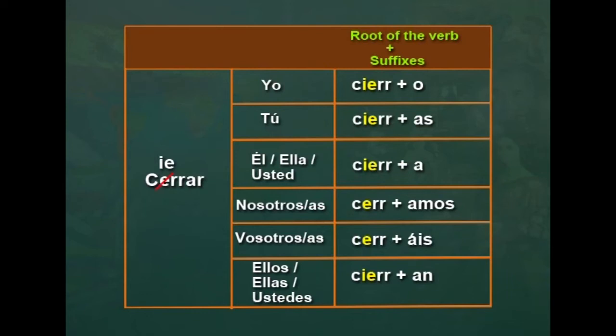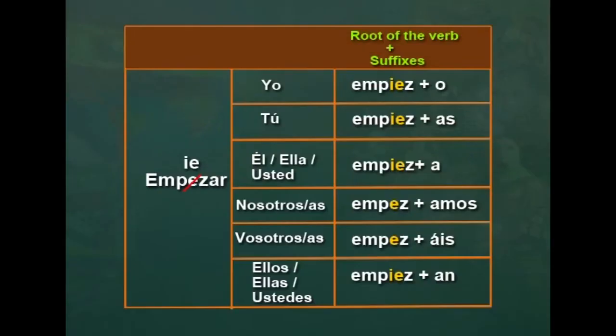Very right. The irregularity, the pattern we talk about, is not applicable to nosotros and vosotros forms of the conjugation. Yes, any irregularity of the conjugations will not be applicable to nosotros and vosotros verb conjugation forms. So, if you see in nosotros it is cerramos, not cierramos. Similarly, in vosotros it is cerráis, not cierráis. So, there the vowel E does not change to IE, it remains E. Let us conjugate empezar then.